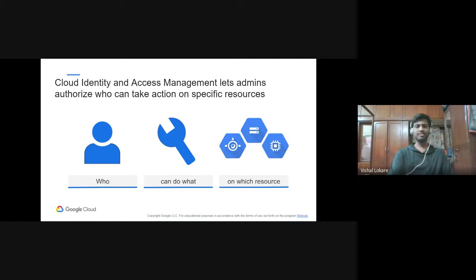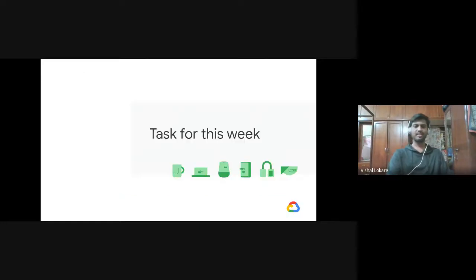Okay, this was it. This was the whole of module one and module two. Now, when you do the labs, you will get more practical experience on what to do. So, tasks for this week.